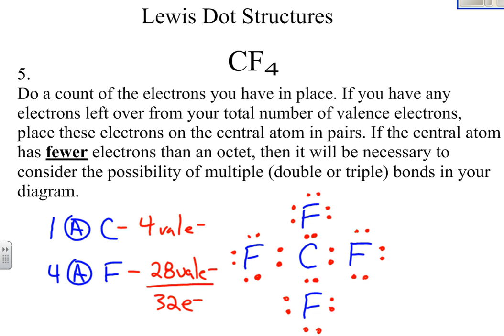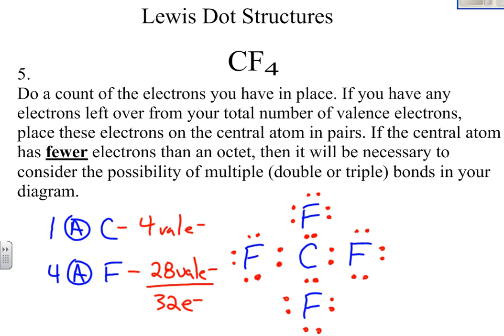At this point, if the central atom has fewer electrons than an octet, meaning that it hasn't become quite stable yet, then it may be necessary to consider the possibility of multiple bonds, so double or triple bonds, which would involve further rearrangement of the electrons.